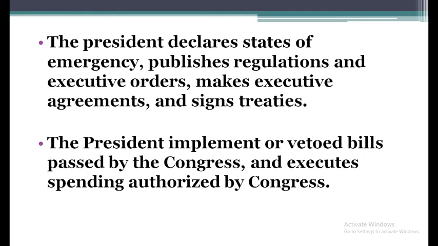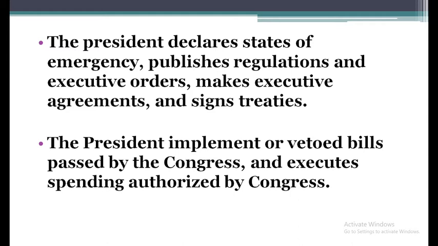The President declares states of emergency, publishes regulations, executes orders, makes executive agreements, and signs treaties. However, these treaties require the ratification of the Senate with a vote of two-thirds majority, meaning the President is not absolutely free to act on his own volition, but is always checked by the Senate or the legislative branch of the government.